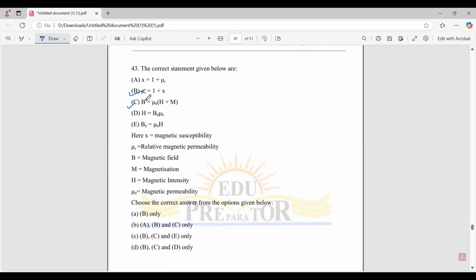So B and C are correct. Now we know H is not equal to this, right? So mu naught is B naught upon H. So we have this as the answer. So B, C, E are correct. It means C is the correct answer.